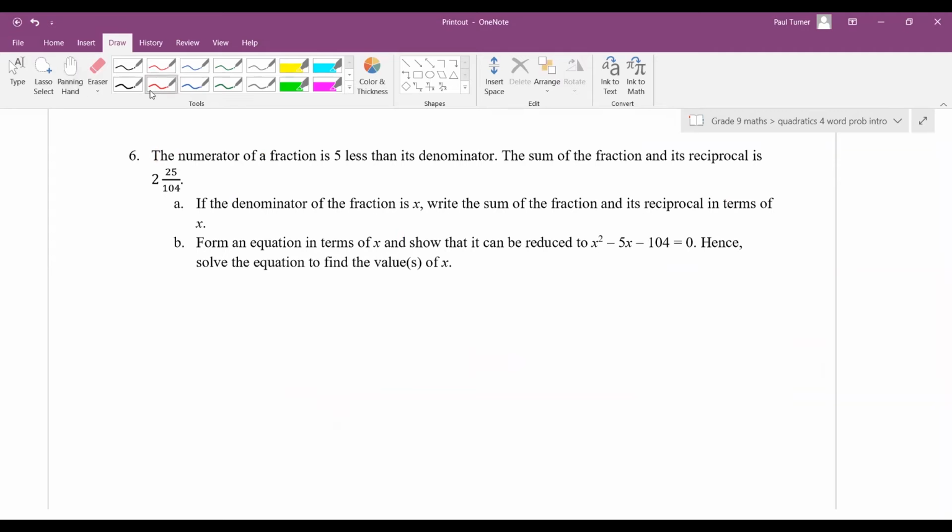So what we've got here is the numerator of a fraction. So the top number of a fraction is 5 less than its denominator. Okay. The sum of the fraction and its reciprocal is 2 and 25 on 104. We can change that to an improper fraction later. So this will become an improper fraction. We'll change that later.